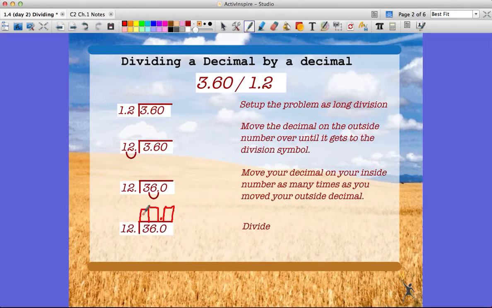12 can't go into 3, so we subtract, bring down the 3, 36. 12 goes into 36 3 times, minus 36 is 0, bring down the 0. 12 goes into 0 0 times, 0 minus 0 is 0, so my answer in this case is 3.